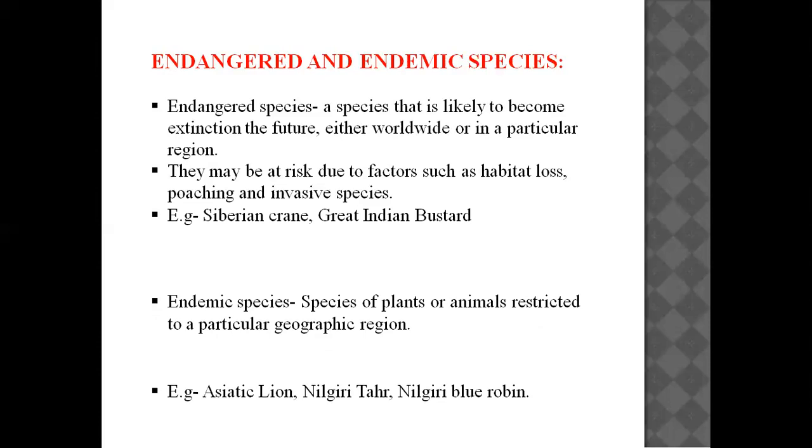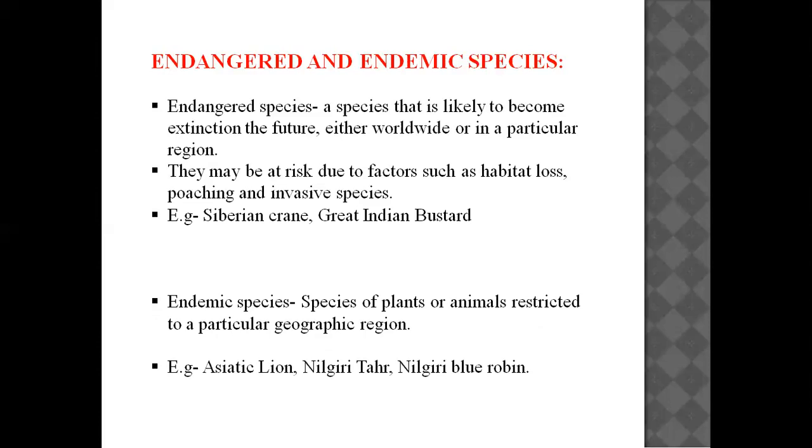An example is the Asiatic lion, which is found in Gujarat. Besides Gujarat, you will not find the Asiatic lion anywhere in the world. So the Asiatic lion is endemic to Gujarat. Next is the Nilgiri tahr, found in Kerala. The Nilgiri tahr is endemic to the Western Ghats.